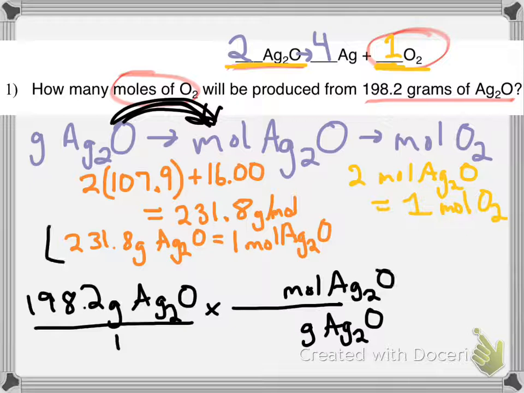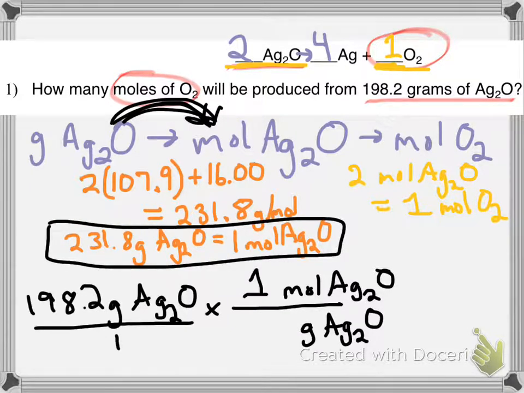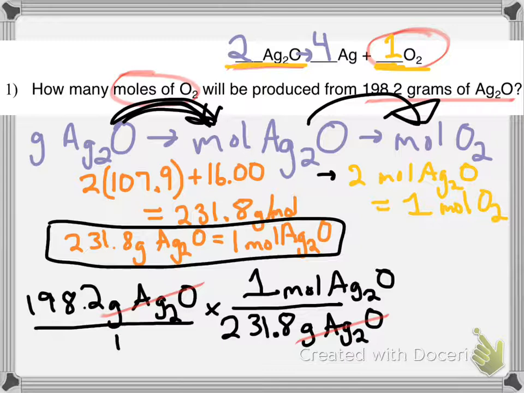So when I look at these numbers, I see that if I have 1 mole of silver oxide, I would have 231.8 grams of silver oxide. So now my grams of silver oxide cancel out, and I can move on to my next step. So I'm converting from moles of silver oxide into moles of oxygen using the mole ratio. So I have my multiplication sign and a line. Since I am converting from silver oxide into oxygen, my moles of oxygen need to go on top, and my moles of silver oxide need to go on bottom.